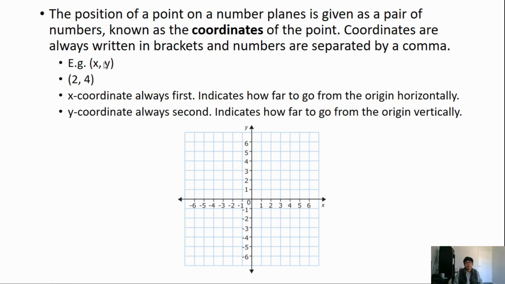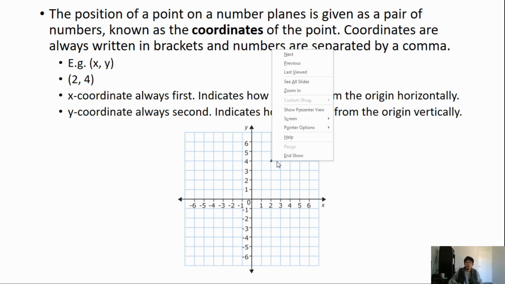Alright, now moving on, the position of a point on a number plane is given as a pair of numbers known as the coordinates of the point. Coordinates are always written in brackets, and numbers are separated by a comma. So an example here is (2, 4), and x would always come first. This indicates how far to go from the origin horizontally, and the y coordinate is always second, indicating how far to go from the origin vertically. So let's have a go at this one. This one is (2, 4). It's telling us go 2 spaces to the right because it's positive 2 horizontally, and then 4 spaces vertically upwards because it's positive as well. So that will lead us to this point here. That will be coordinate (2, 4).